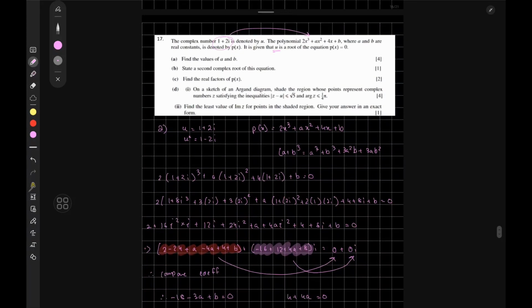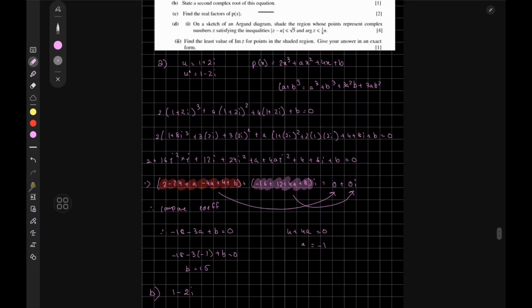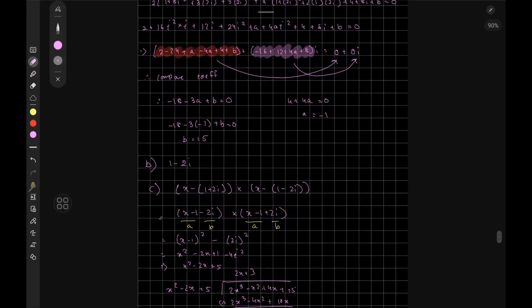Find the real factors of P of x. You know these are the two roots, so you already know these two roots are available to you. Now there is also going to be another root which is unknown, which is going to be real. Since this is a polynomial of degree 3, there are going to be 3 roots. 2 are known and the other one you don't know. How do you solve this?